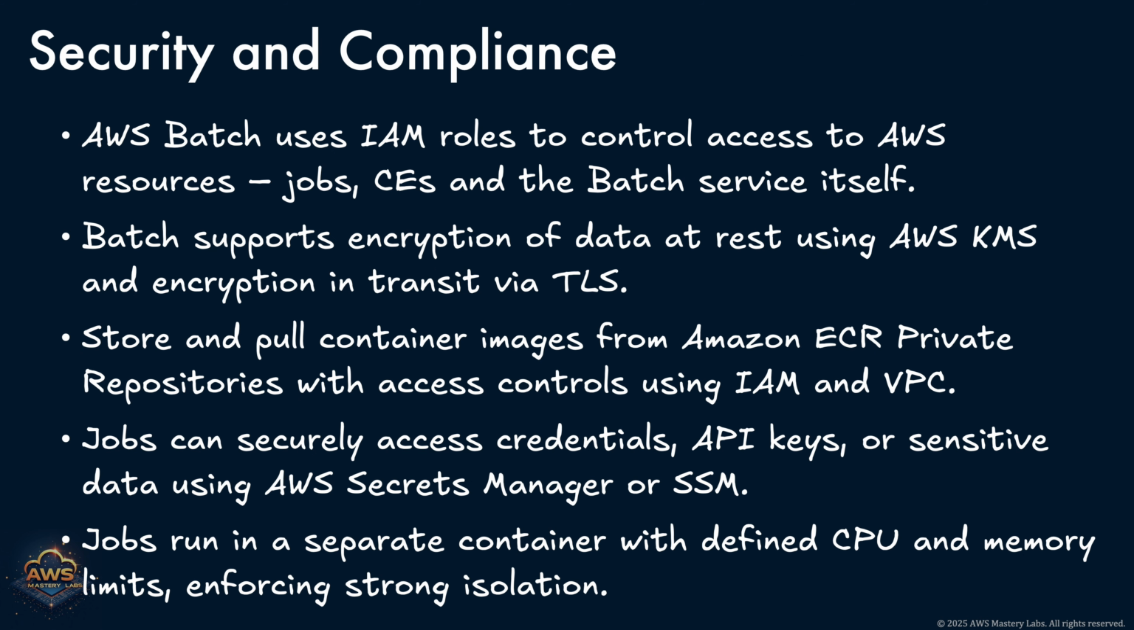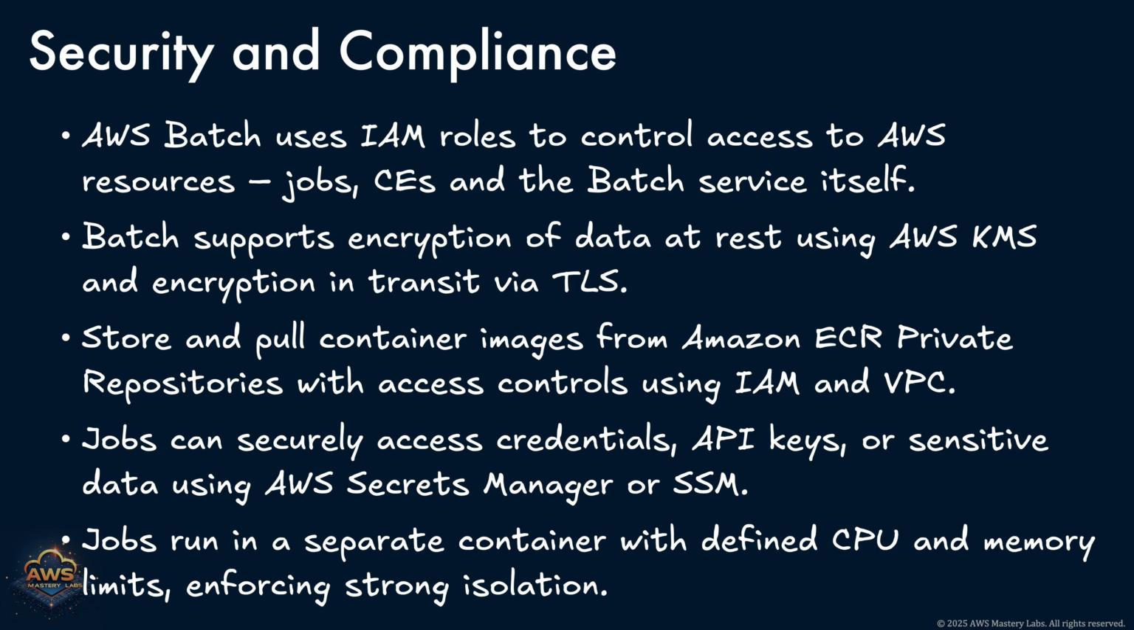Security and compliance are foundational elements of any compute platform, and AWS Batch is designed with both in mind. It integrates natively with core AWS security services to ensure your workloads are protected and compliant with enterprise-grade standards. First, AWS Batch leverages IAM roles to enforce fine-grained access control. You can assign IAM roles to jobs, compute environments, and the batch service itself, ensuring that each component operates with the minimum required permissions, a key tenet of the principle of least privilege.